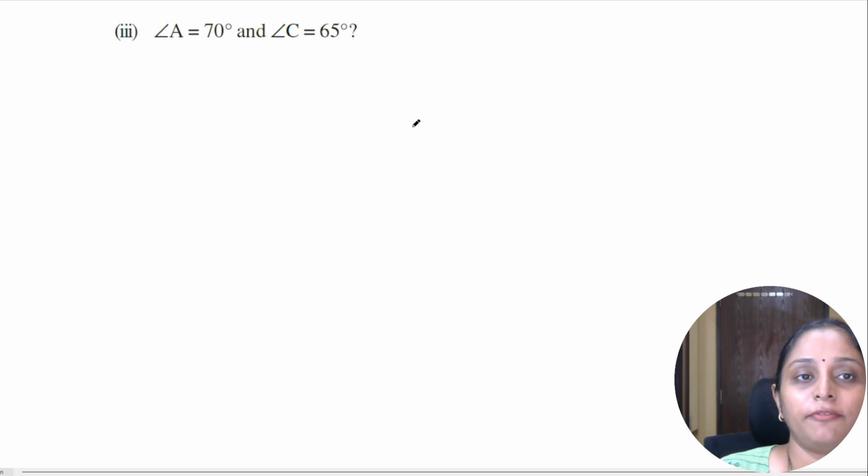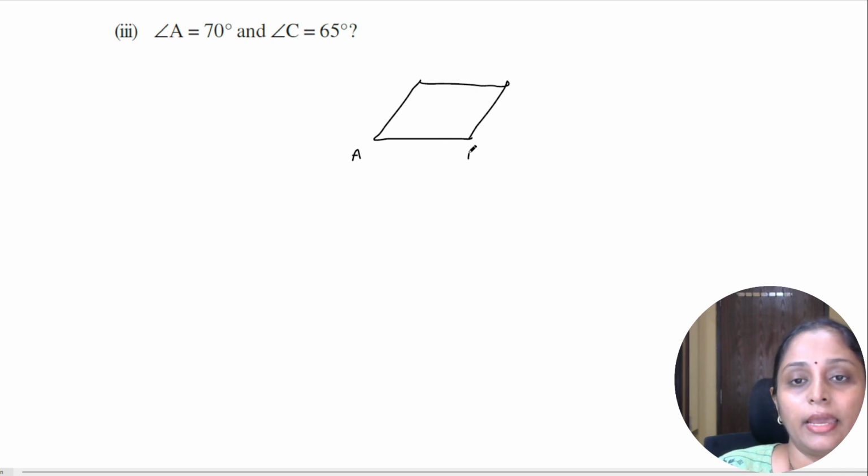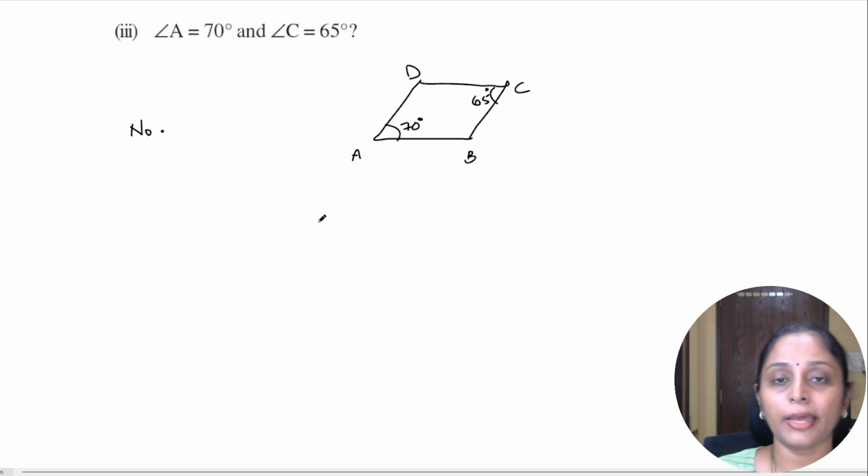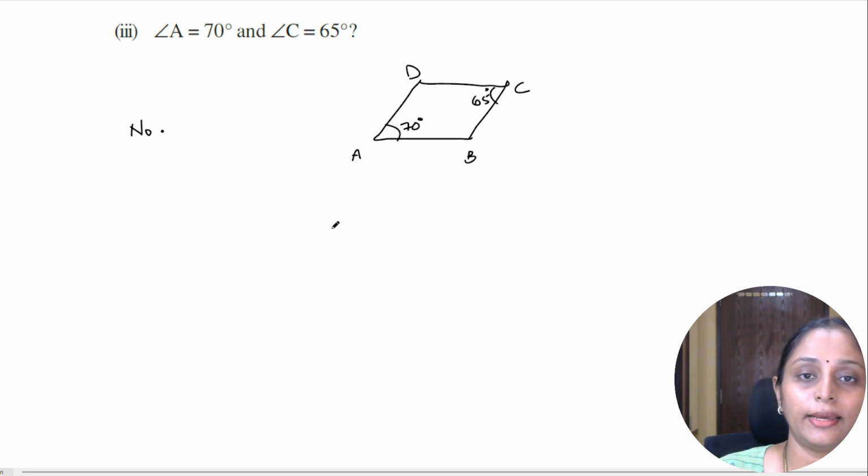Next, if angle A is 70 degrees and angle C is 65 degrees. Let us see. I have ABCD, right? If this is 70 degrees and this is 60, can this be a parallelogram? No, it can't be a parallelogram, because in a parallelogram, opposite angles are of equal measure. So the answer is no.